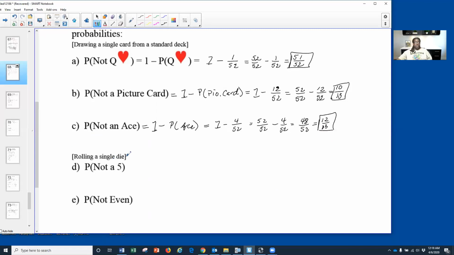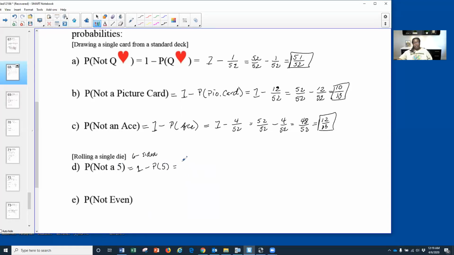This next one, rolling a single die. Now remember, it's just 1 single die. And they didn't specify if it was some special type of die. So we're going to go with our standard die of 6 sides. So the probability of not a 5. If we've got 6 sides, we can probably picture it in our heads. We already know what the answer is. Let's practice writing it out. So we have 1 minus the probability of getting a 5.